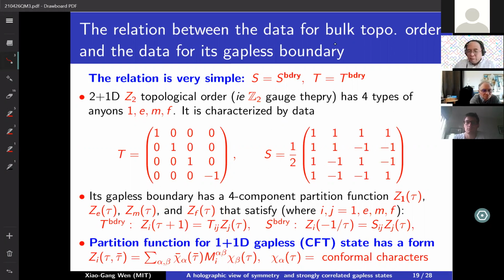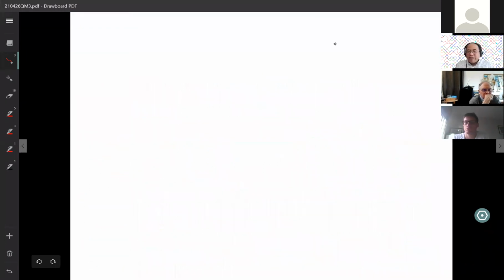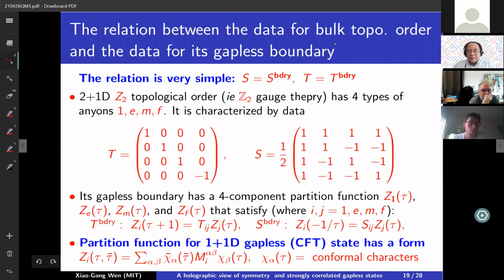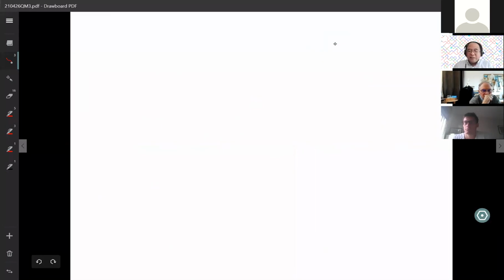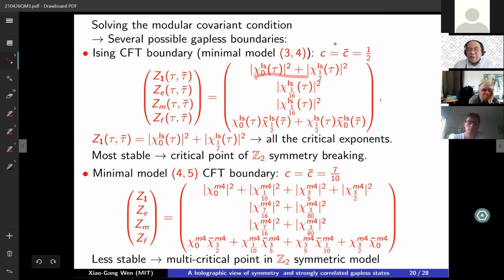So from here, using this ST matrix for the Z2 gauge theory, that's the bulk topological order, we find this combination of conformal characters using the minimal model that transforms correctly. This is one. But actually, we can use this 4-5 minimal model, with central charge 7/10, to have another combination, which also transforms correctly.